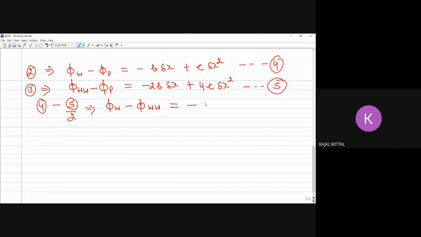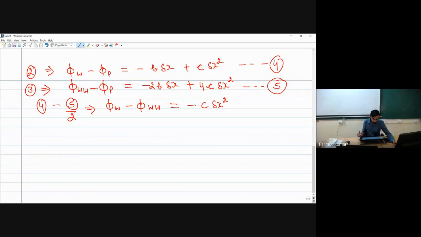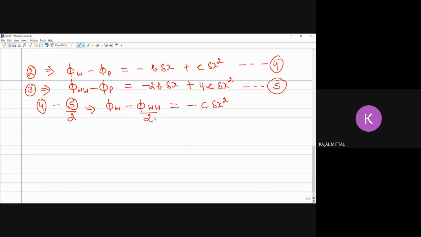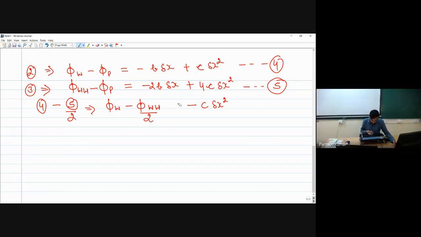So there will be a term of 1 by 2 phi p in the left hand side. Yes, so it will be phi w minus phi ww by 2. Yeah, thanks for that. And 1 by 2 phi p, because I am doing 1 by 2 over here. It will be plus phi p by 2 also. That is equal to minus c delta x square.